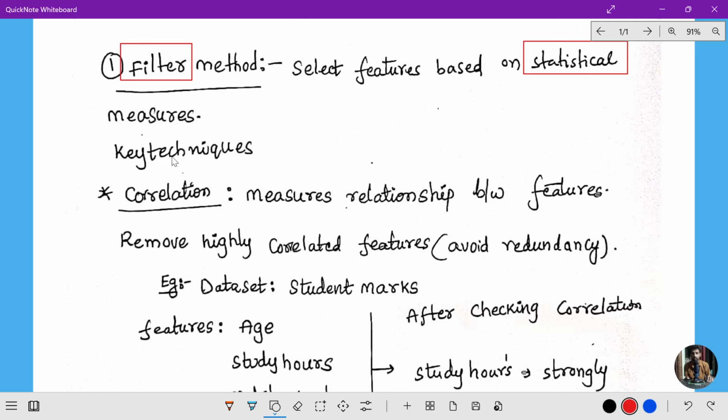So let us have in this the key techniques. The first one is correlation. It measures the relationship between the features. Remove highly correlated features to avoid redundancy. When we remove these correlated features, we can remove the redundancy. Let us take an example for the filter method.